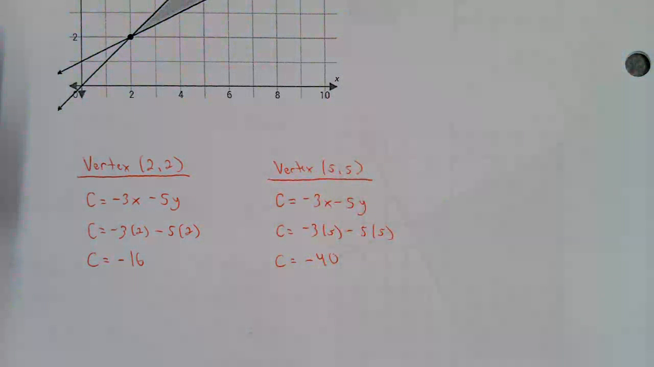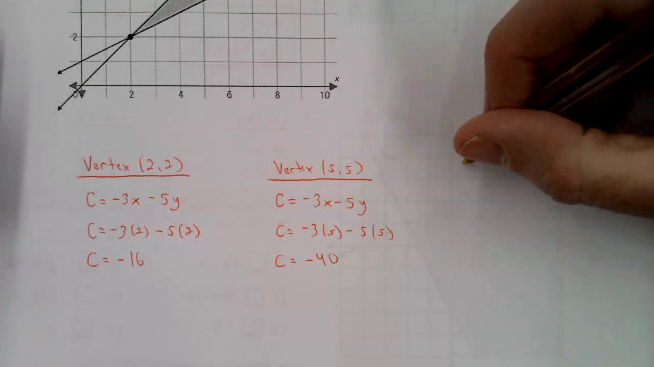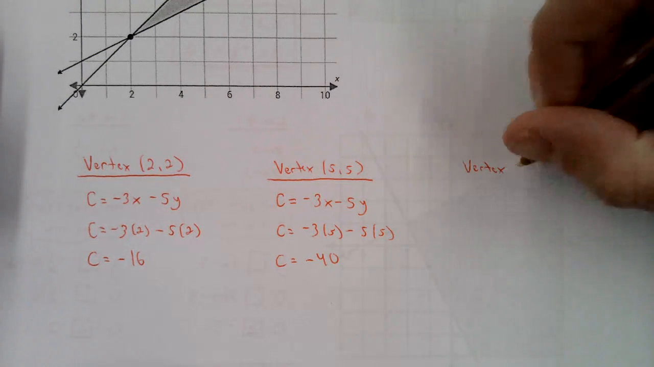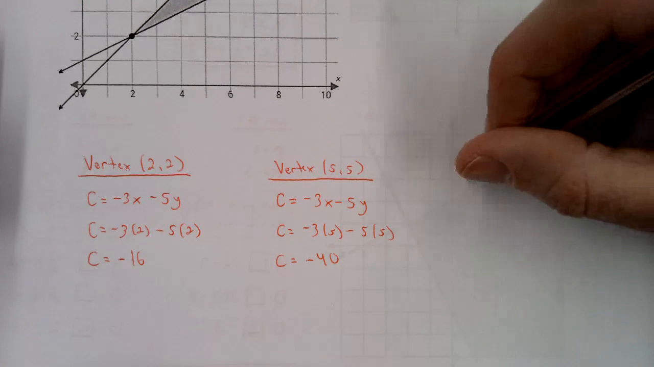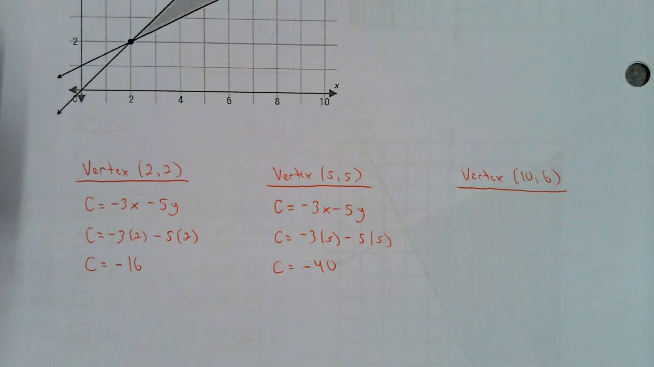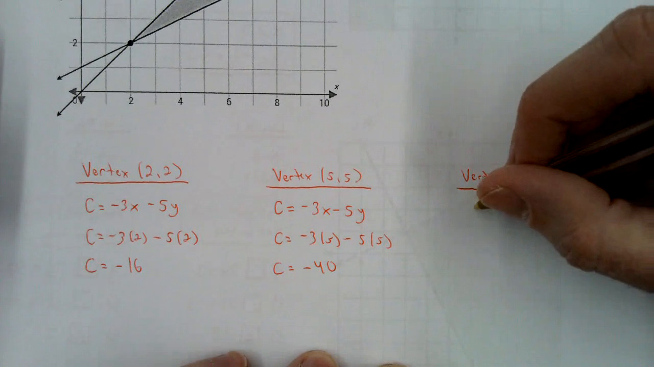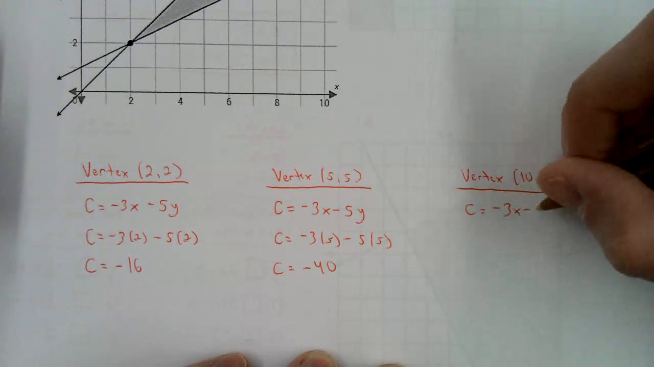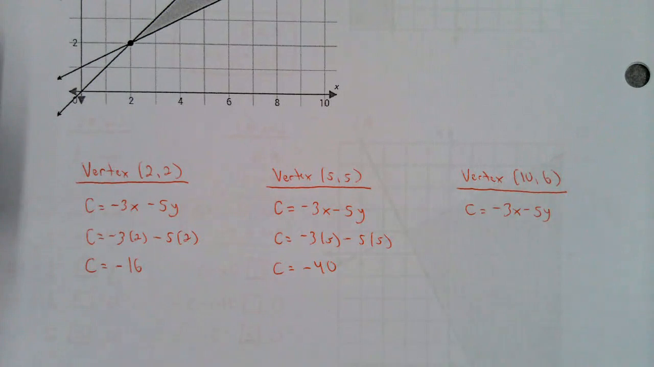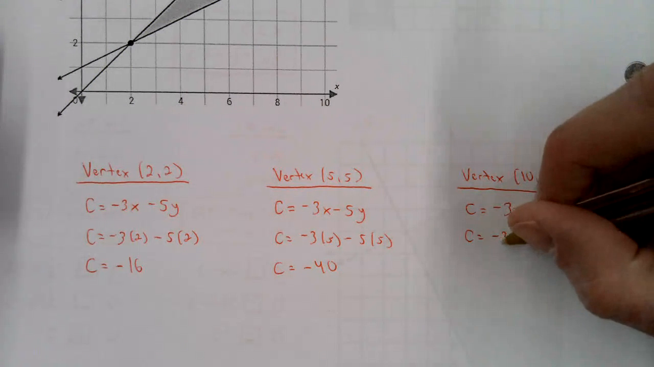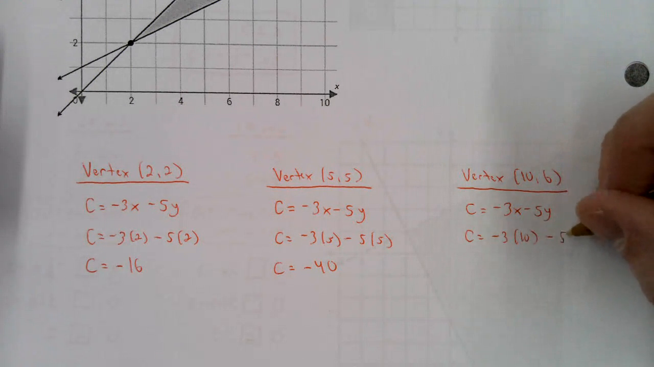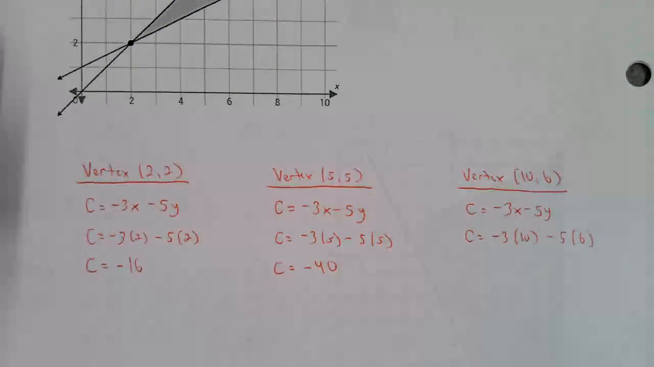All right, and then the last vertex is 10, 6. Let's do the same exact thing there. Copy the objective function. Substitute negative 3 times x, so negative 3 times 10. Minus 5 times y, so minus 5 times 6. I'll give you negative 30 minus 30, so that's going to give you negative 60.